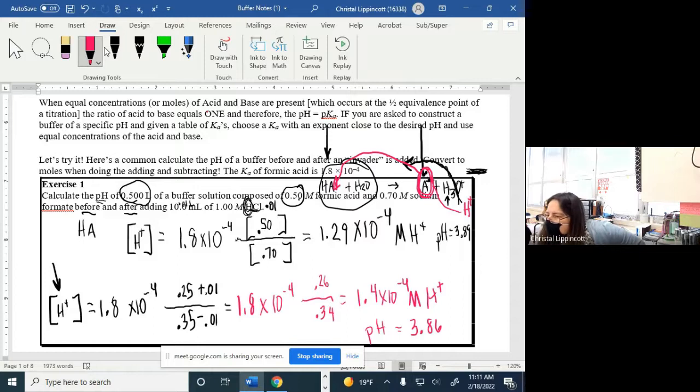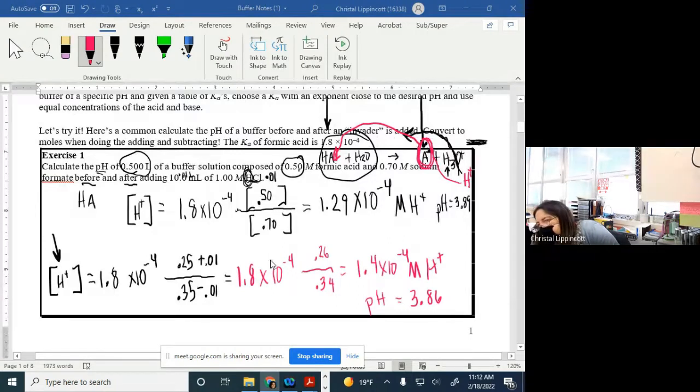And as we anticipated, the pH did go down a little bit, but not a lot. The change is 3.89 minus 3.86, and you don't put a percent behind it. Well, that was an accident.